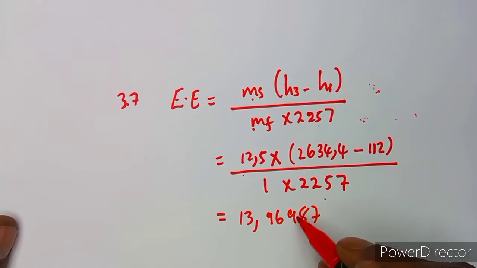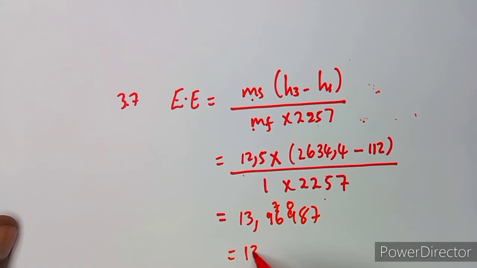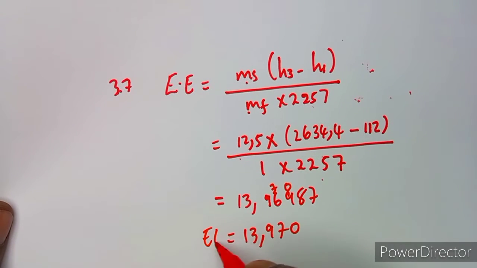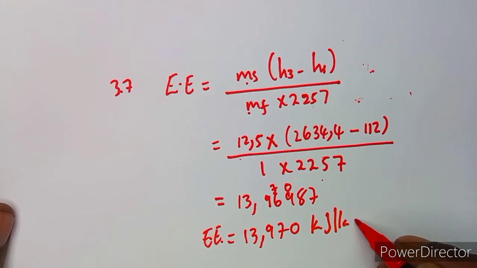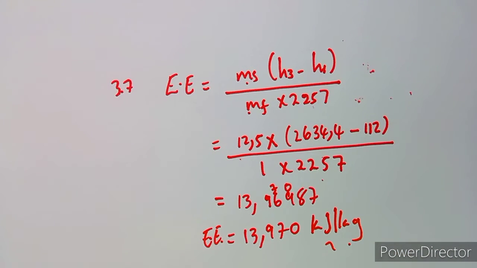All right, so this is 13,9698, so it's going to affect this. That's a 0 here, then 7 here, so it's 13,970, that is 13,97, just like that. All right, which is kilojoule per kg fuel. Okay, so that's what you're going to have at 100 degrees Celsius.